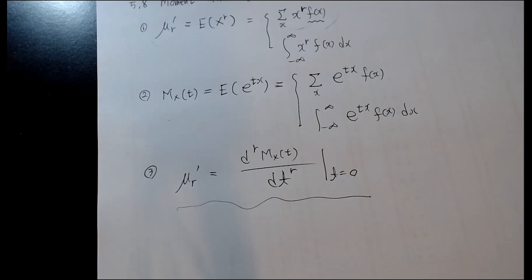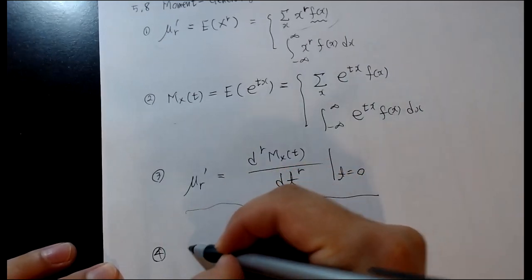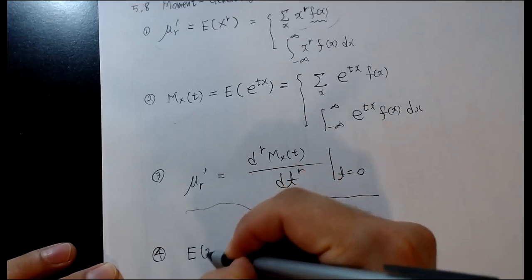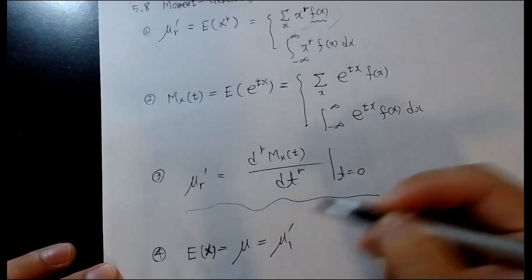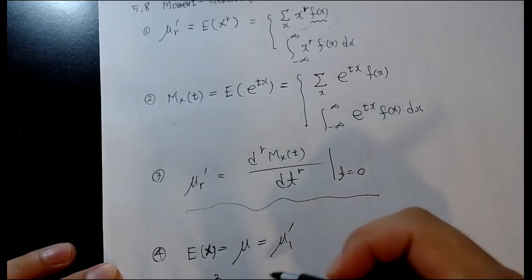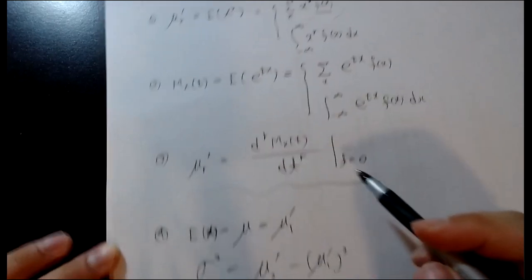Using that relationship, we could figure out the mean and variance of the binomial distribution. That was example 5.30. The expected value of x, which is mu, was equal to mu 1 prime, and sigma squared was mu 2 prime minus mu 1 prime squared.